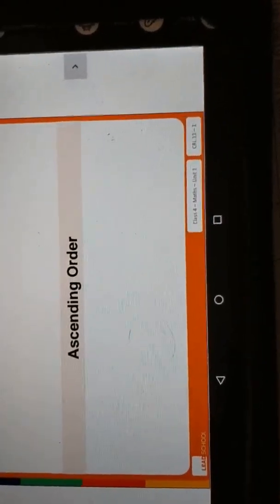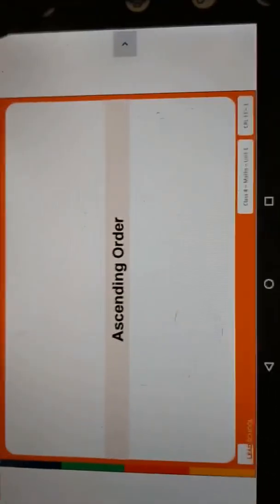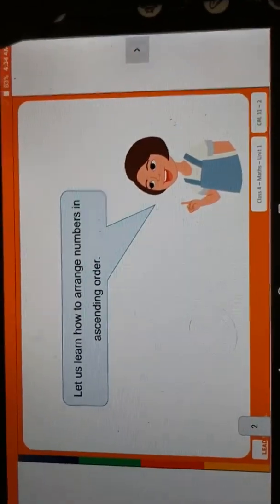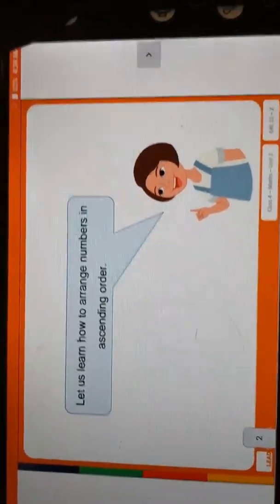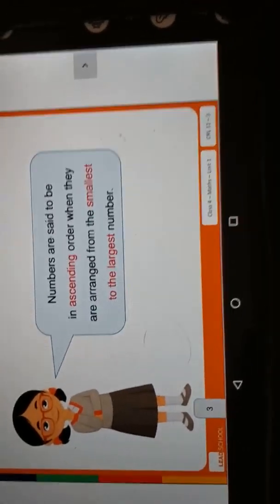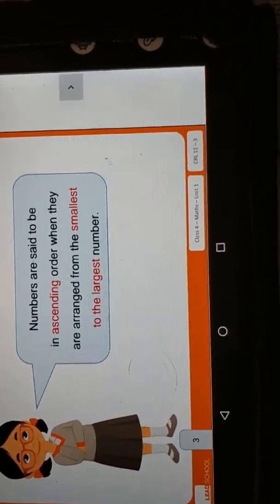So students, today we will start unit number 1. In that unit we will start ascending and descending order. What is the ascending order? Let's learn how to arrange numbers in the ascending order. Numbers are said to be in an ascending order when they are arranged from smaller to larger number.